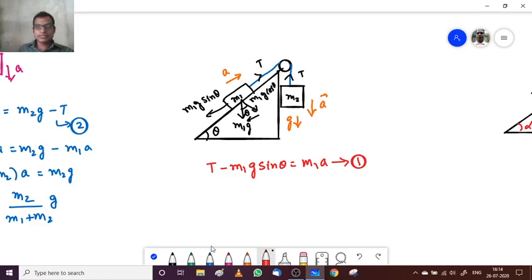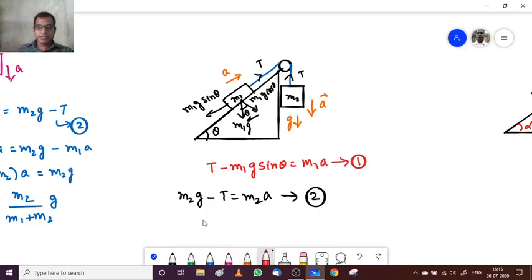Now let's look at the second block. It is moving with acceleration A, so m2g minus T is equal to m2a. Since we have to find the acceleration and the tension, we'll add the two equations to solve them.